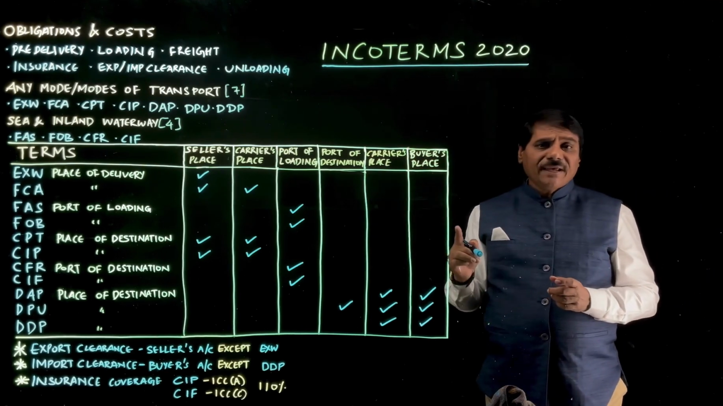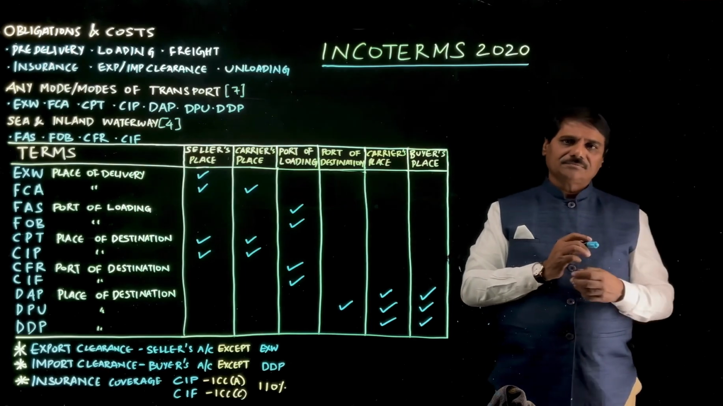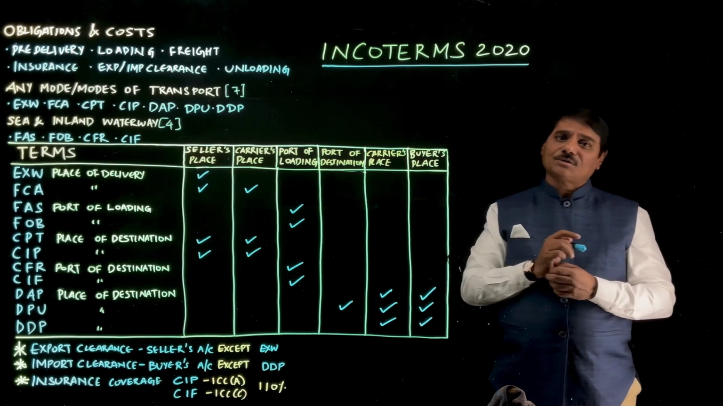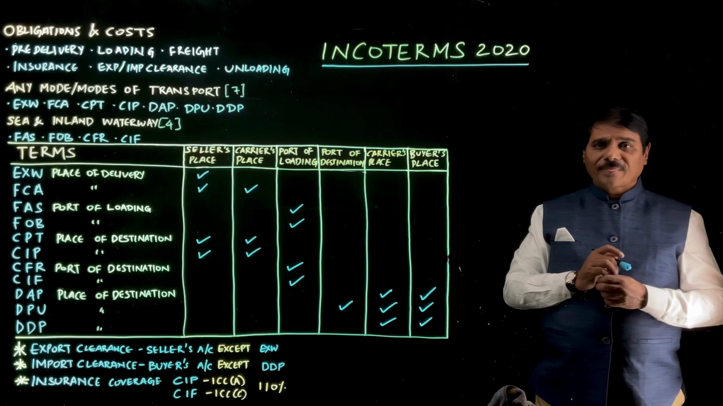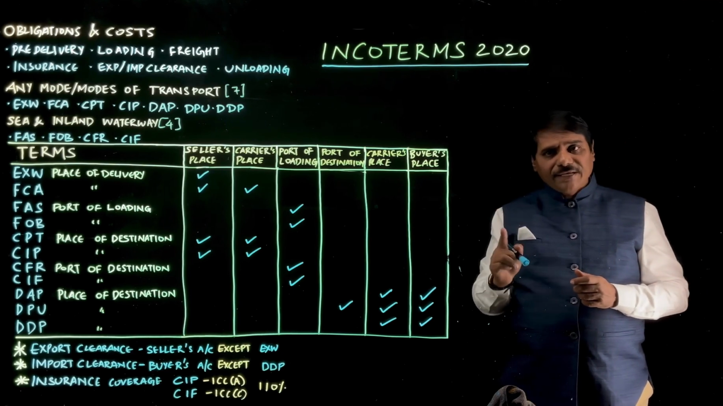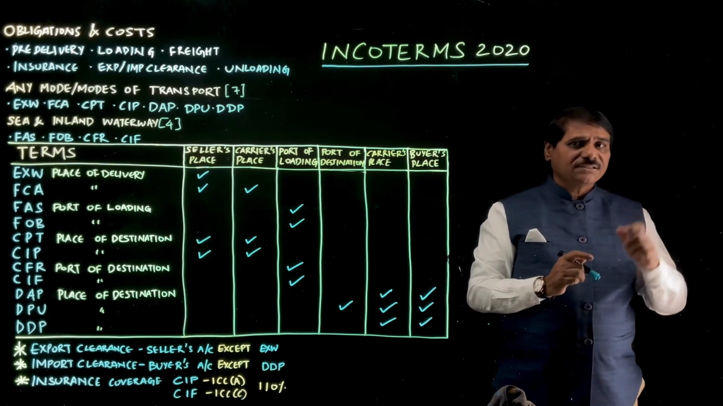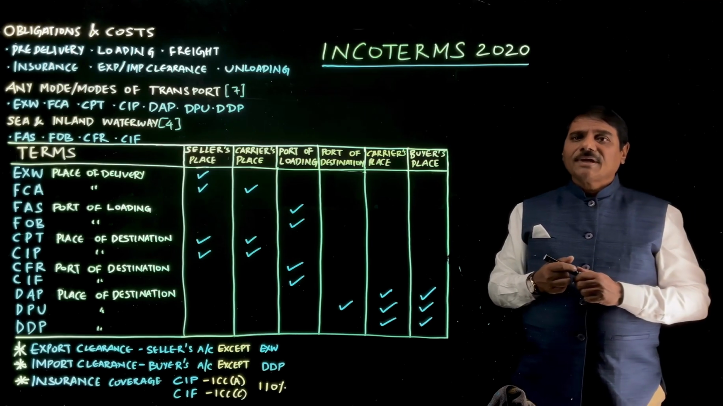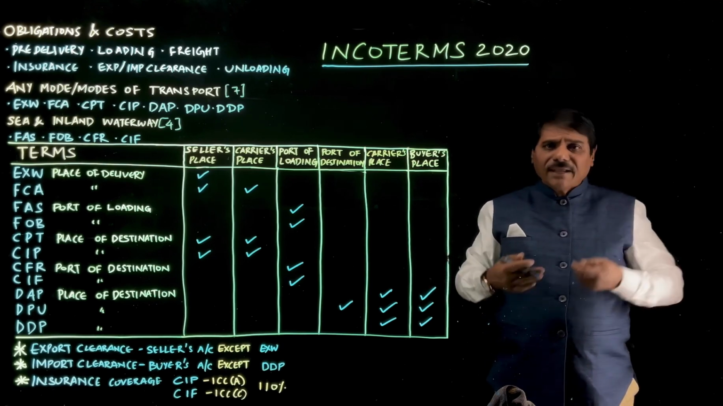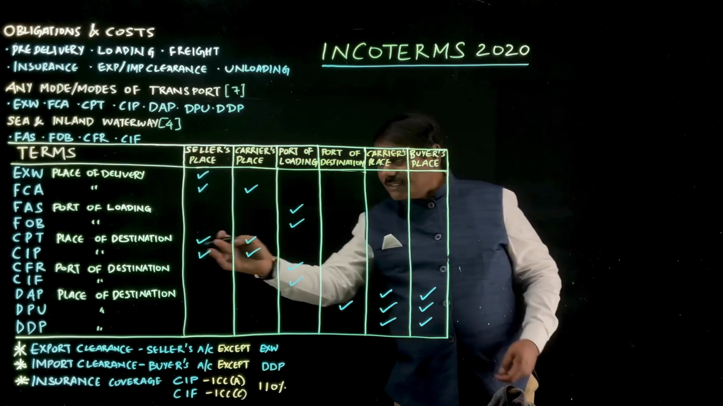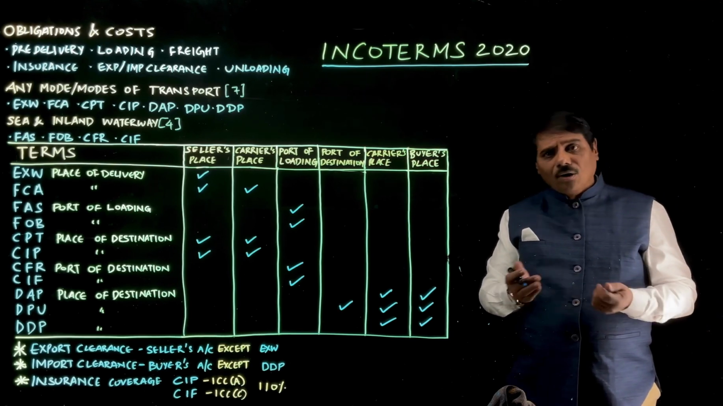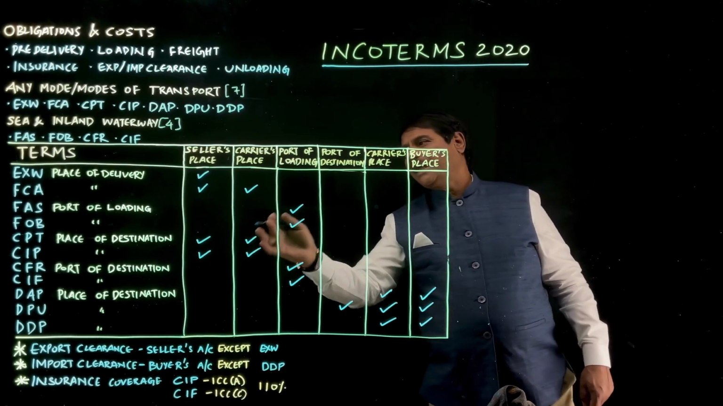So what is CPT? Carriage paid to Dubai. So who is paying the transportation charges? Seller is paying the transportation charges. Up to where? Up to the destination. Seller is paying the transportation charges up to the destination. Carriage paid to the carrier, he has to hand over the goods. Where can he hand over the goods? Either at his own seller's place, or at the shipping company, carrier's place.